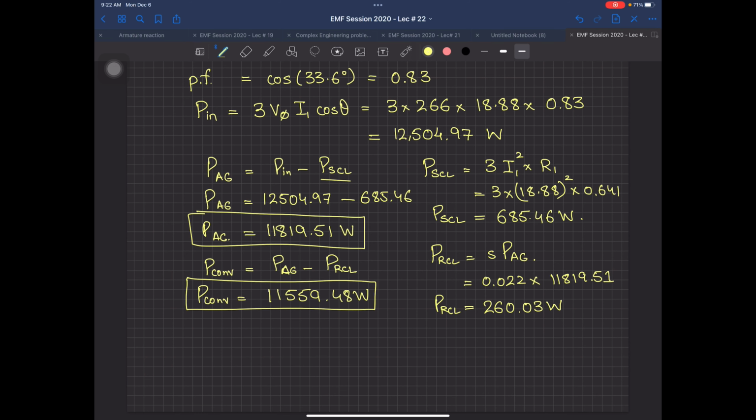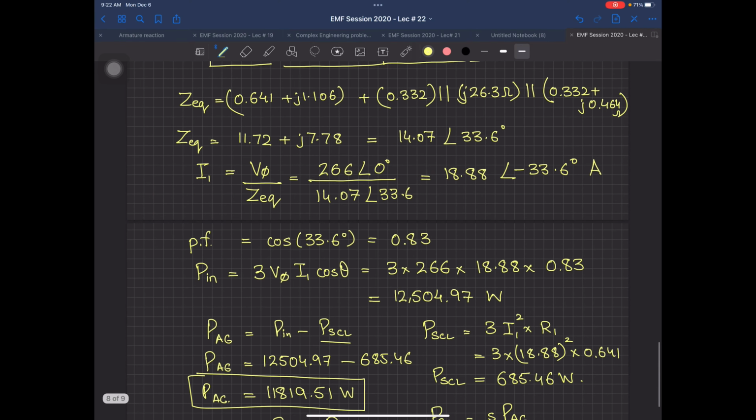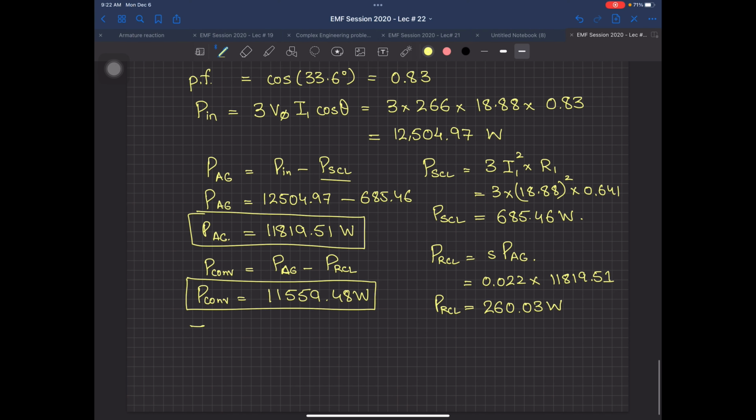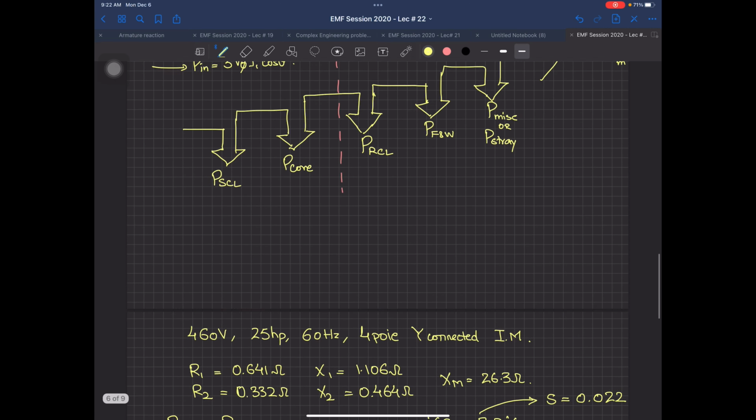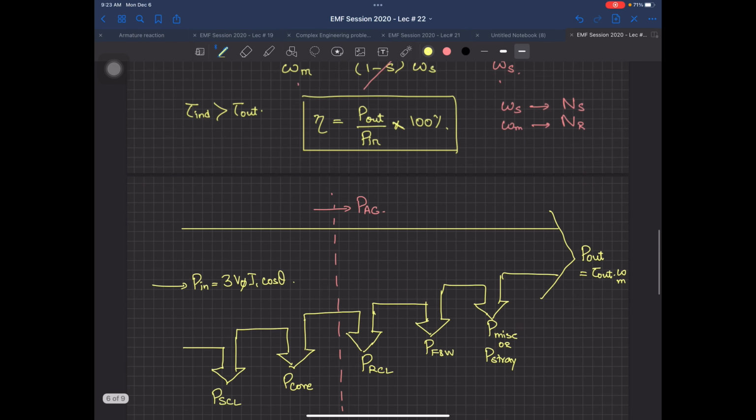Now, what was the next thing asked over here in this question? You have got out the P converted and P out. The next thing asked is torque induced and T out, and then the efficiency. So now you want to find out torque induced. It was very easily, torque induced was equal to P converted divided by omega m. Let me just confirm this formula from the previous one. Your torque induced was equal to P converted divided by omega m, or equal to P air gap divided by omega s. It's totally up to you, and you have to find out T out. This will be equal to P out divided by omega m.